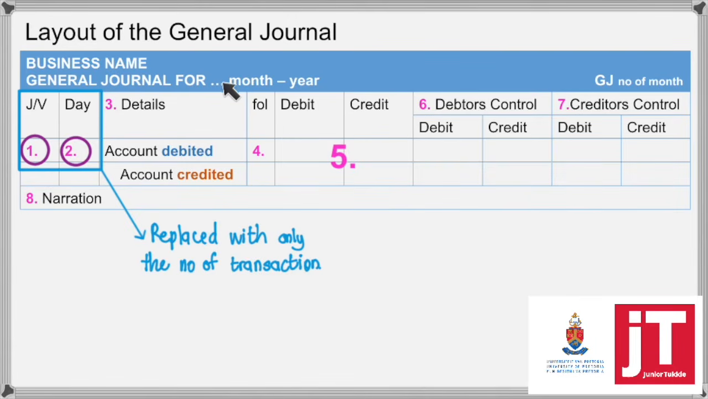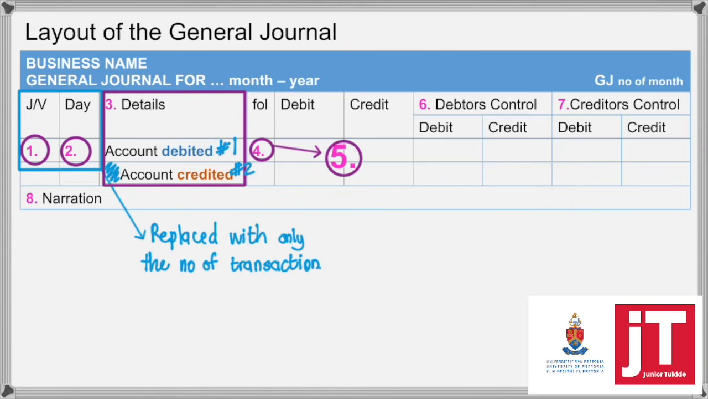Then the details here, account debited and account credited, refer to which account in the transaction is debited and which account in the transaction is credited. We must always write the debit transaction first and the credit transaction second. That is the main rule for the GJ. And then number 4 and 5 refer to the posting. So I'm posting to which account and the amount for it.